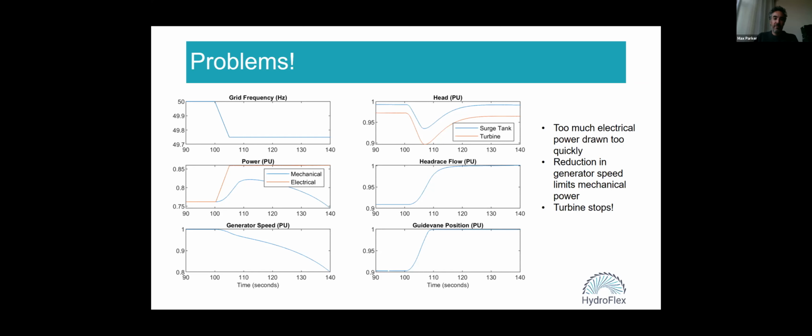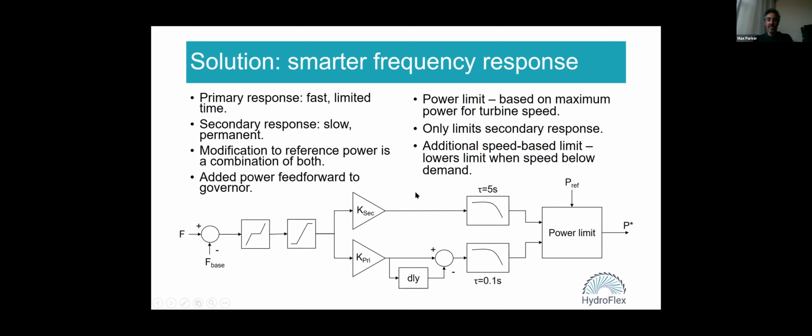So the solution is you just implement a bit of a smarter system. One of the things you can do is provide a power limit based on the turbine speed. You can say, what's the maximum amount of power that we can actually provide? And don't go above that.